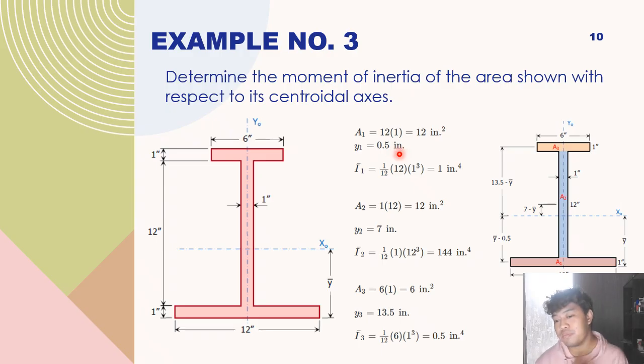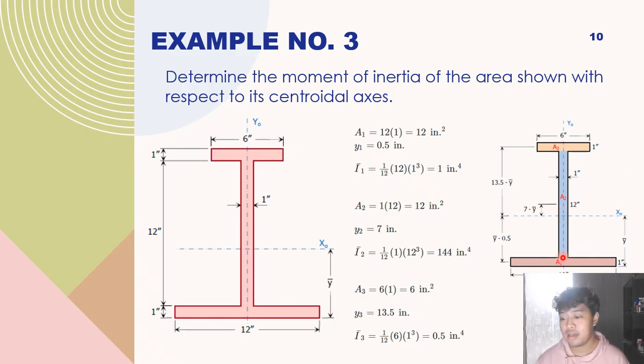And then if we are to compute the moment of inertia directly, we have here base 12 times height 1. We raise that to the power of 3 and then divide all of it by 12. So that gives us the moment of inertia equal to 1 inch to the power of 4. And then our next step is going to be the second area.